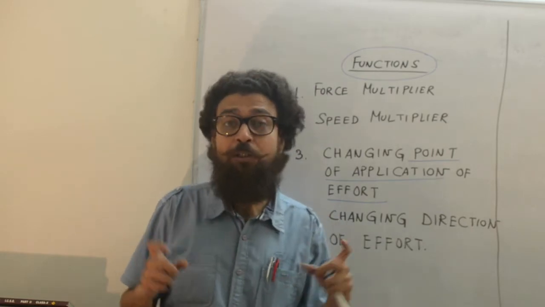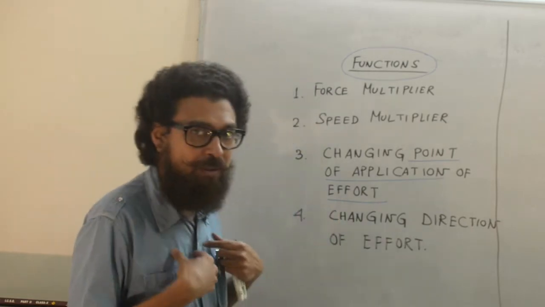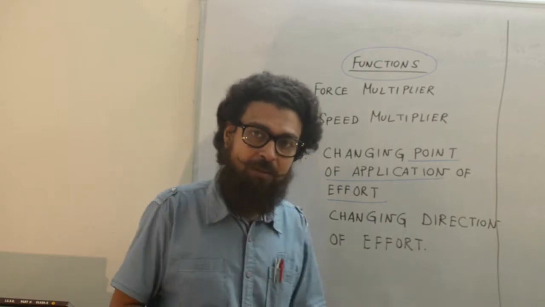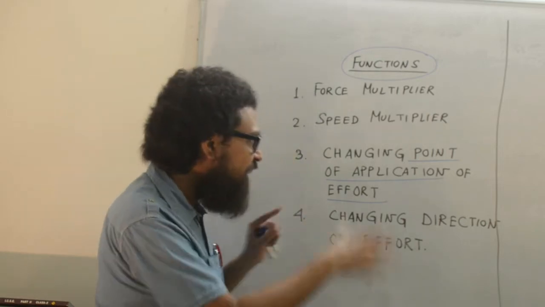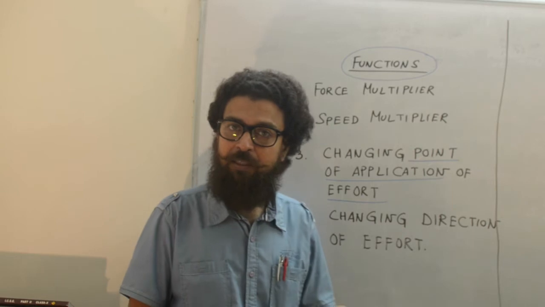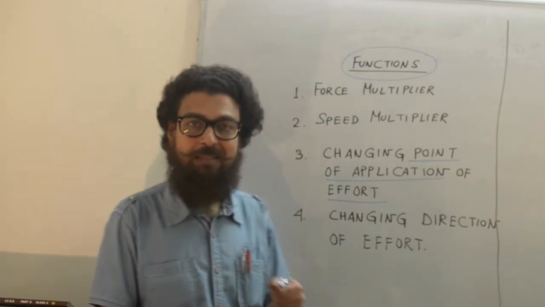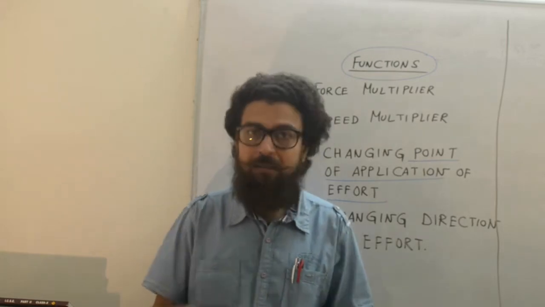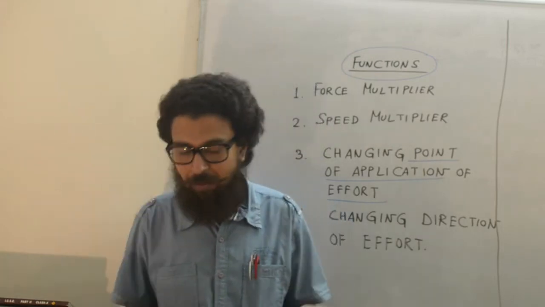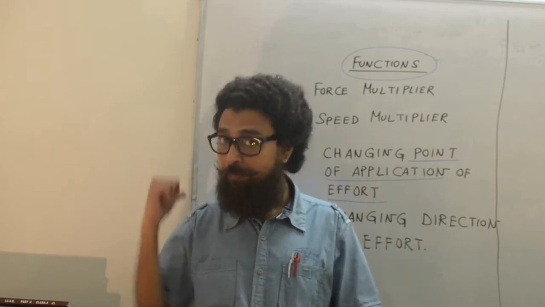And there is a word called user friendly. So we are the user and we are thinking about the user so that it will be friendly. So we can change the application of effort. You can take an example of a bicycle. Now what happens in a bicycle? You'll see that the pedals are connected through a chain with the back wheel.